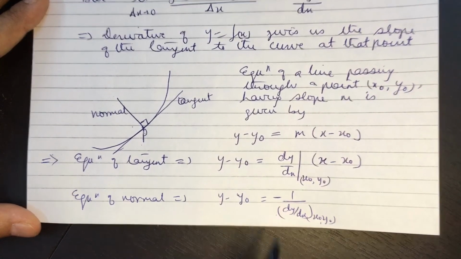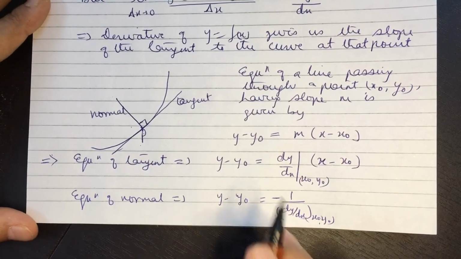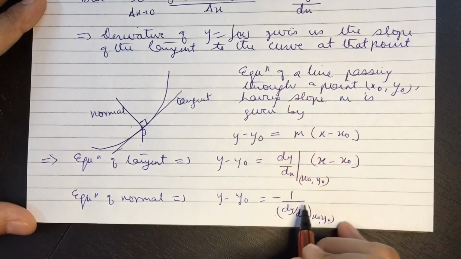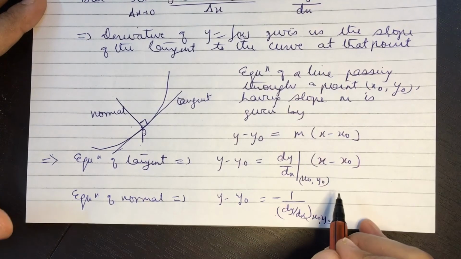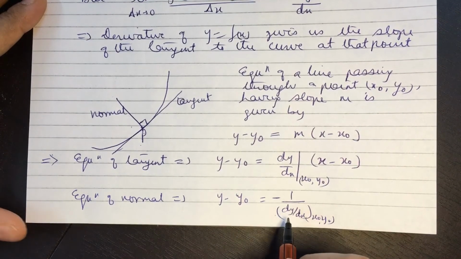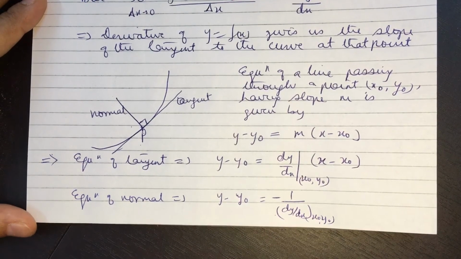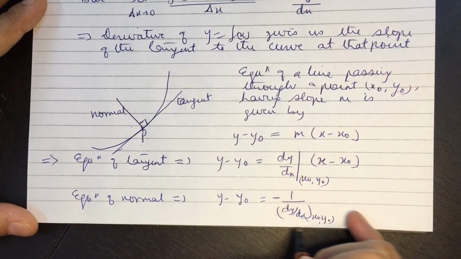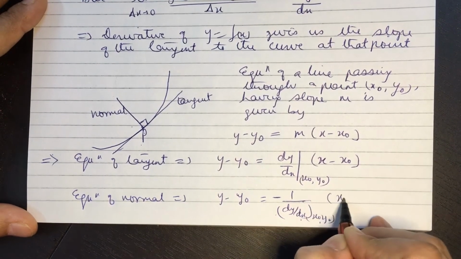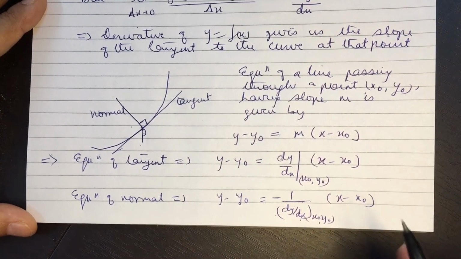and the reason behind it is tangent and normals are perpendicular to each other, and the relation between the slopes of two perpendicular lines is m1 m2 equal to minus 1, or the slope of one line is minus 1 upon the slope of the other line. So here this is the slope of the normal to the curve at that point into x minus x naught.